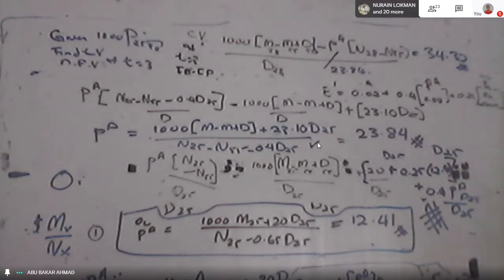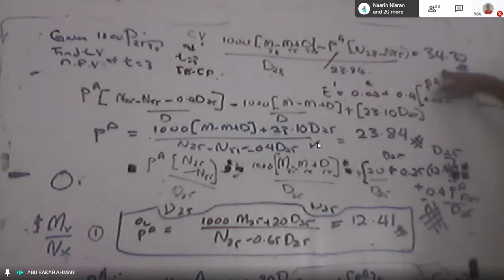$34.32. And this is the non-forfeiture value for that policy at T equivalent to 3. Yeah, in terms of the steps, in terms of this.